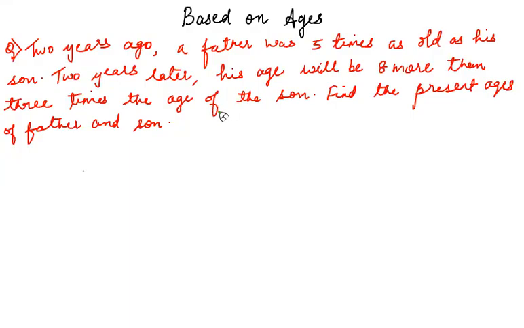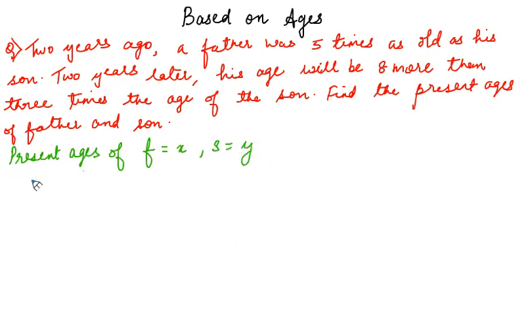Problem based on ages. Whatever is to be calculated, we need to first assume that. Since here we need to find the present ages, let us take the present ages of father to be X and the son to be Y. Now let's read the question.